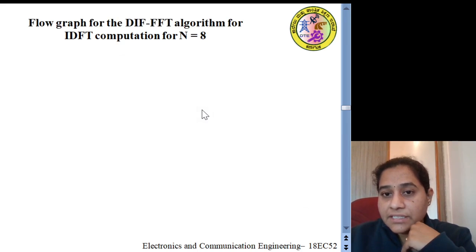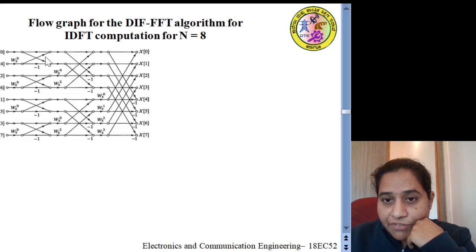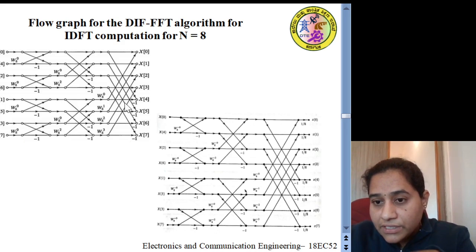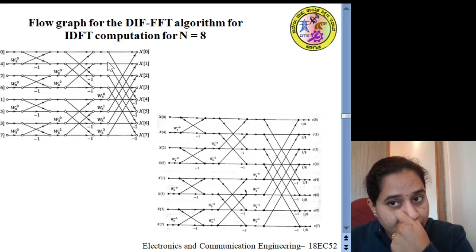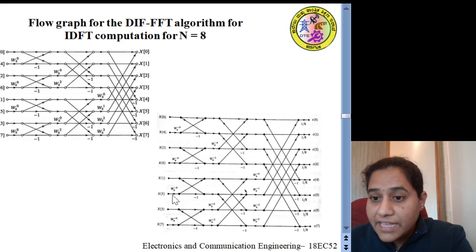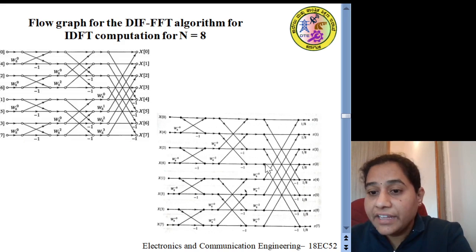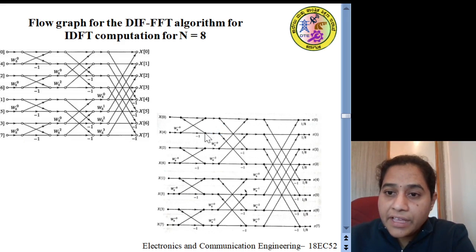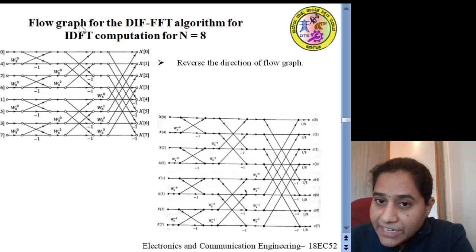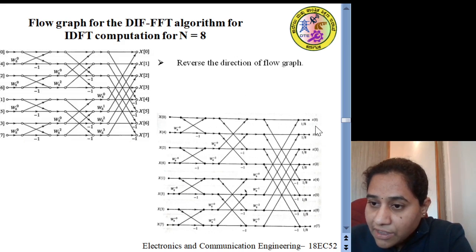So next let us look at the flow graph for the DIF FFT algorithm. This is the DIT FFT algorithm, and this is the DIF FFT algorithm for IDFT calculation. So this is DIT FFT for finding DFT and this is DIF FFT for finding IDFT. The steps we followed here: first, we reversed the directions. This is x of n to x of k, but here it is from x of k to x of n. So that is the direction of flow we have reversed.